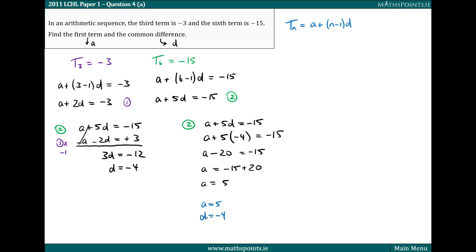And if we wanted to just test it over here for a second, we know the first term is 5 and the common difference is minus 4. That means that it goes down by 4 each time. So it's 5, 1, minus 3, minus 7, minus 11, minus 15, and so on. And we can see that the third term is minus 3, and we can see that the sixth term is minus 15. So our solutions are a is 5 and d is minus 4.